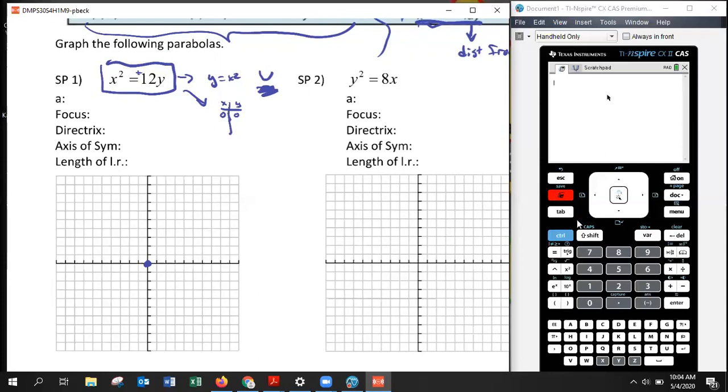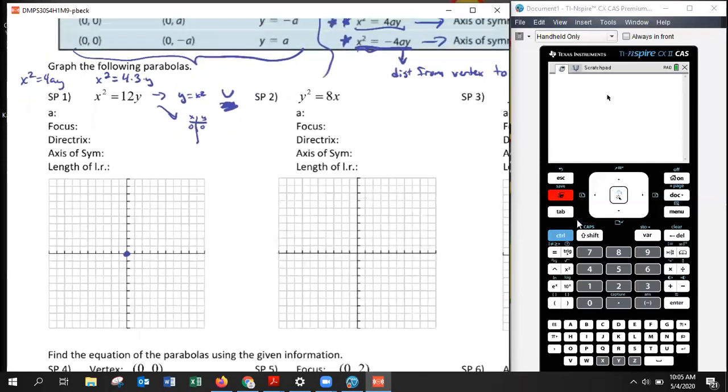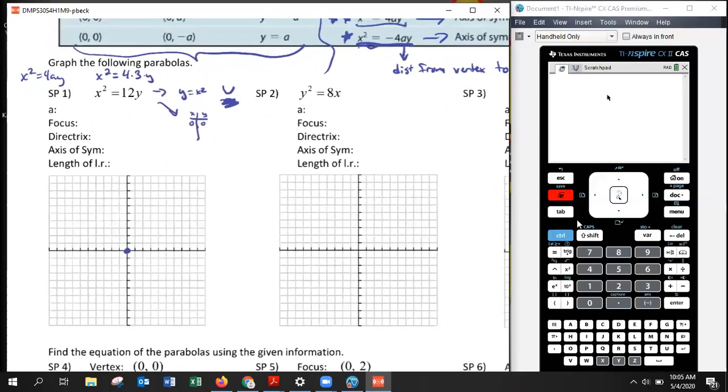Now, this is where I'm going to break this equation down a little bit more, and I'm going to look at this equation not just as x squared equals 12y. I prefer to look at this as x squared equals 4 times 3 times y. And why do I want it in that form? Because now I have it in the x squared equals 4ay format. So x squared equals 4ay, and what that tells me is my a value is 3.